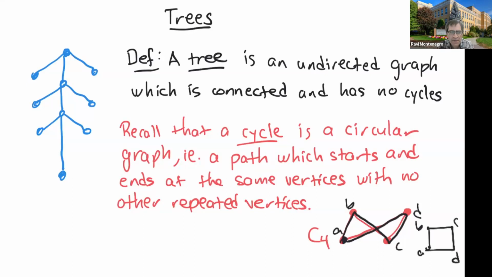Looking at the tree on the left, it does not have any cycles. If you pick somewhere to start and you start moving around, you can never get back to where you started without repeating something. The other part of the definition was connected, so that means that you need to be able to draw the tree without having separate pieces.